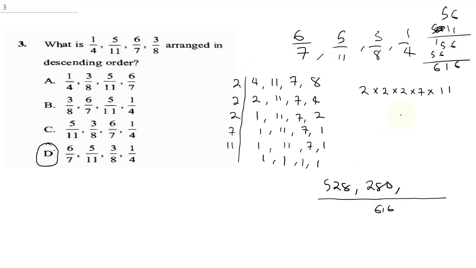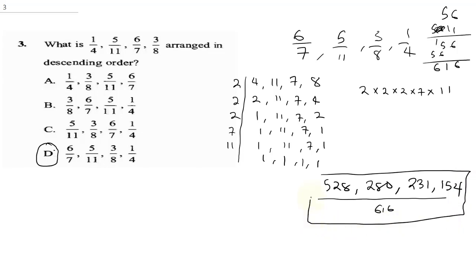Then the next one is 616 divided by 8. You're going to get 77 multiplied by 3, which gives you 231. And 616 divided by 4 gives you 154 multiplied by 1, so you have 154. You can see this confirms that the descending order is D. Like I said, if you check, only D starts with 6 over 7, and the smallest is 1 over 4, which is actually 25%. So that tells you D is the correct answer.